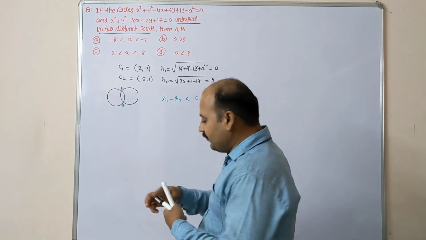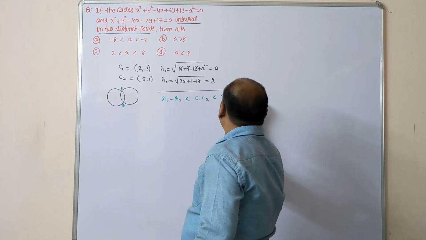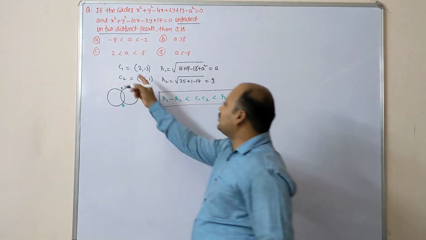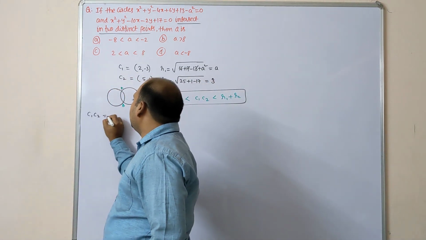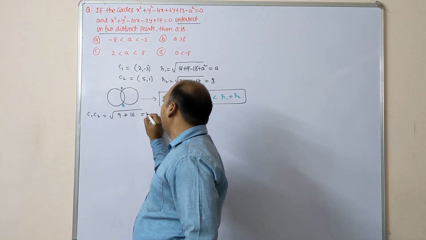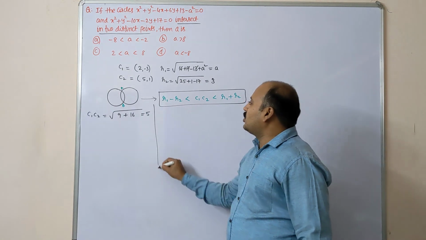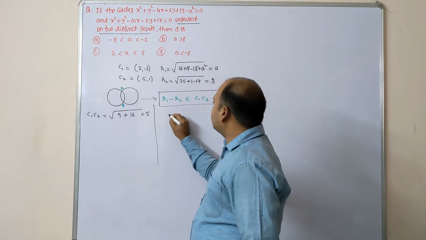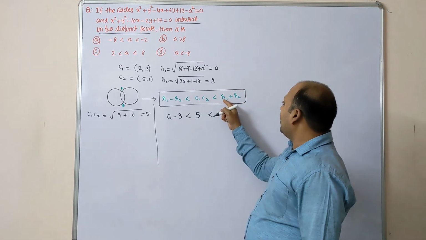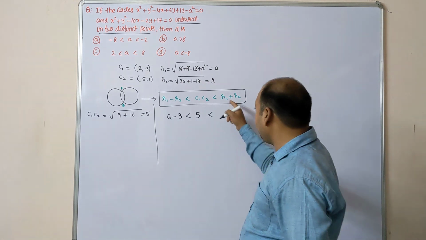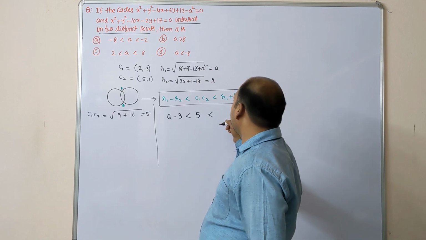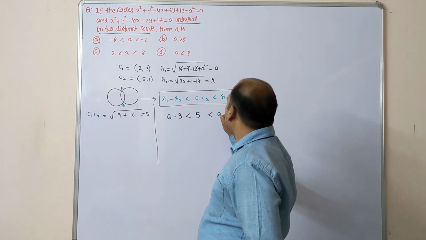Keep in mind, all of you, the relative position of two circles is based on this condition, dear students. So C1C2 also we need to calculate. C1C2 equal to root over (2 minus 5) whole square 9, (minus 3 minus 1) 16, so 5. R1 minus R2, a minus 3, is less than C1C2, 5, is less than R1 plus R2. So what is R1 plus R2? a plus 3 will come.